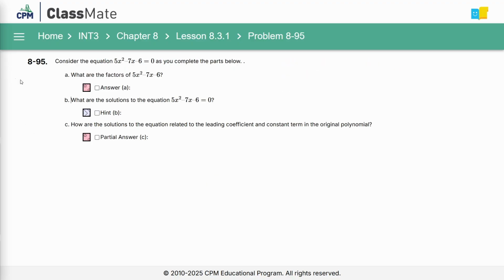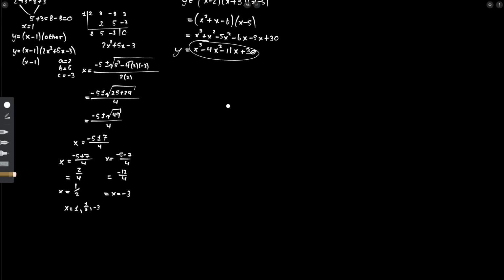All right, now 8-95. Consider the equation 5x squared minus 7x minus 6 equals 0. As you complete the parts below, we need to find these. What are the factors of the above, 5x squared minus 7x minus 6? So we have here 5x squared minus 7x minus 6.